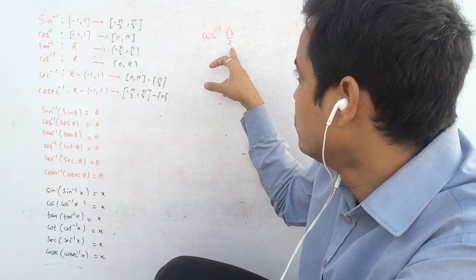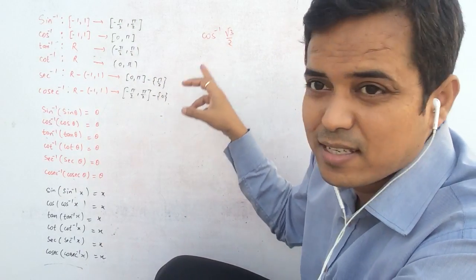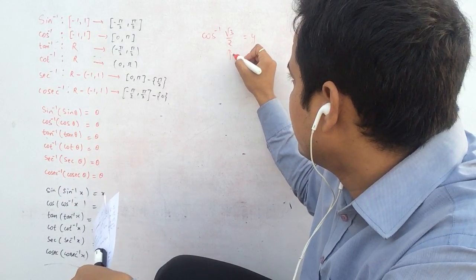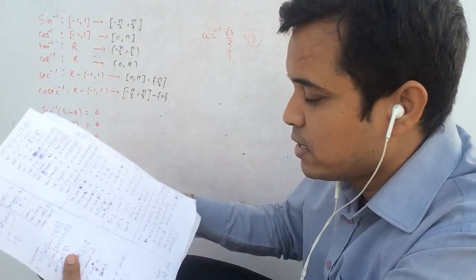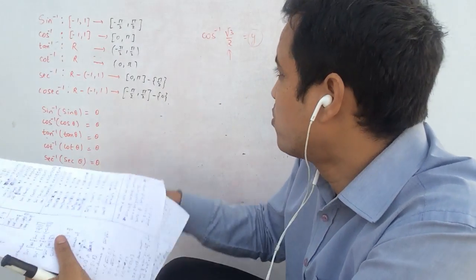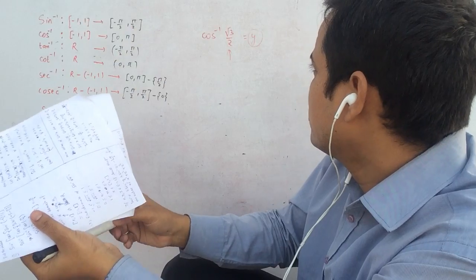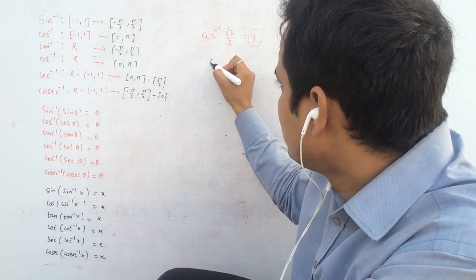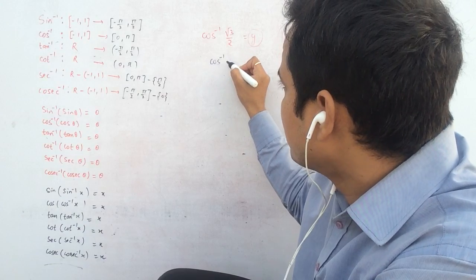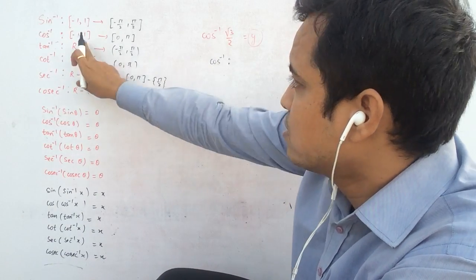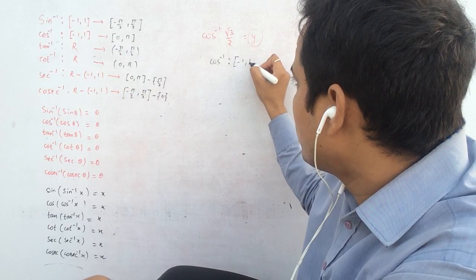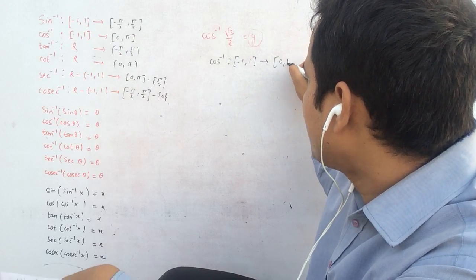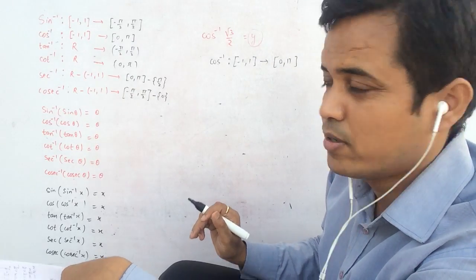So root 3 by 2 is the value of x, so it comes from the domain, and y is the answer. It will come from the codomain, or you can say the range. Okay, so if you didn't get this, you need to learn the domain and codomain. The cos inverse function has domain -1 to 1, and its range is 0 to pi.